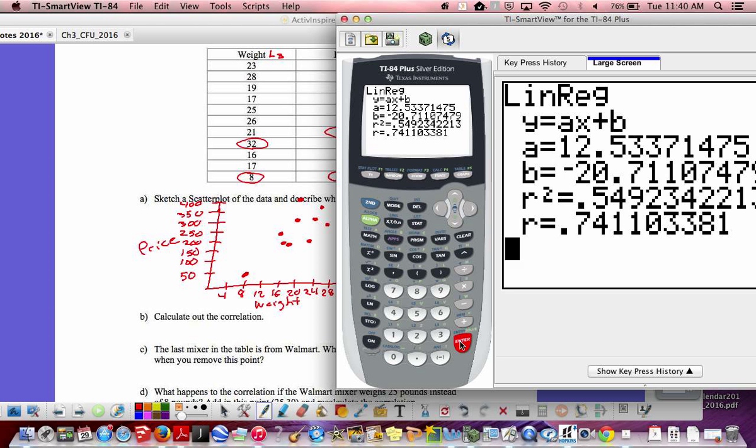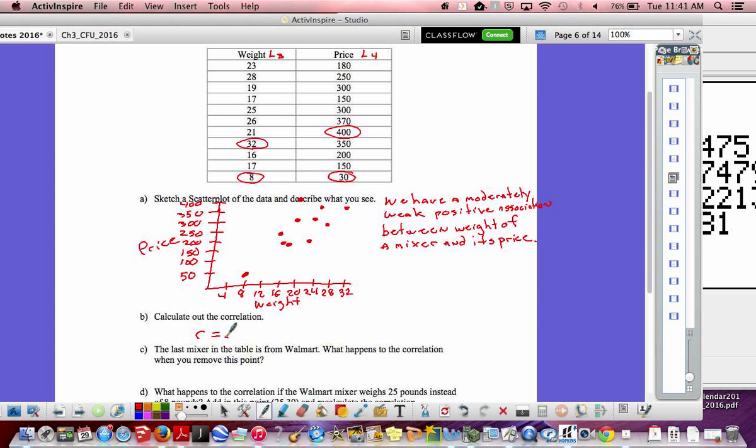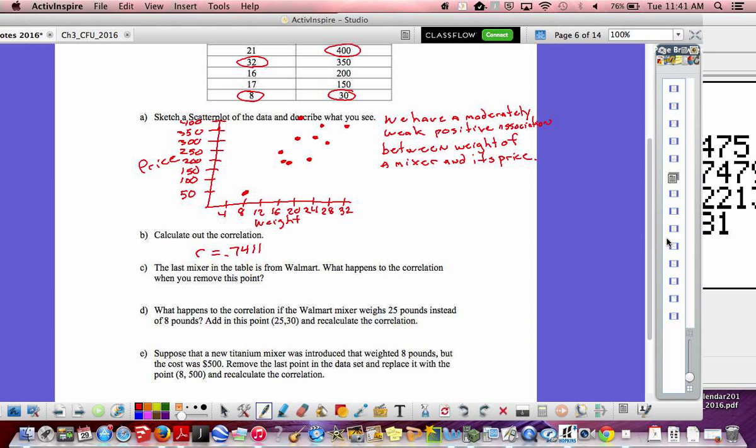Ooh. Do you get 0.7411? Yeah. So down here in B it says calculate out the correlation coefficient, 0.7411. Okay. Now, this correlation tells me that it should be moderately strong. Okay? So when I have moderately weak here, that's kind of a question mark.